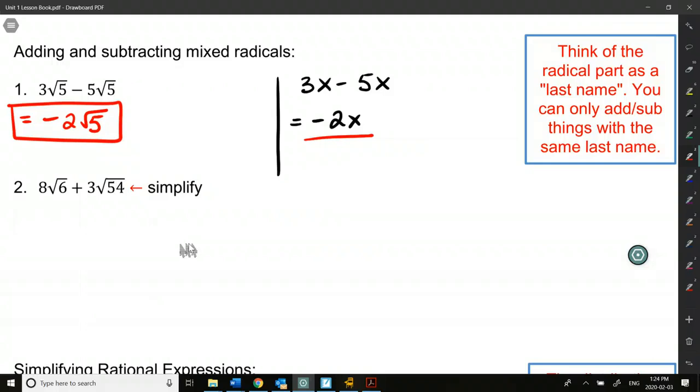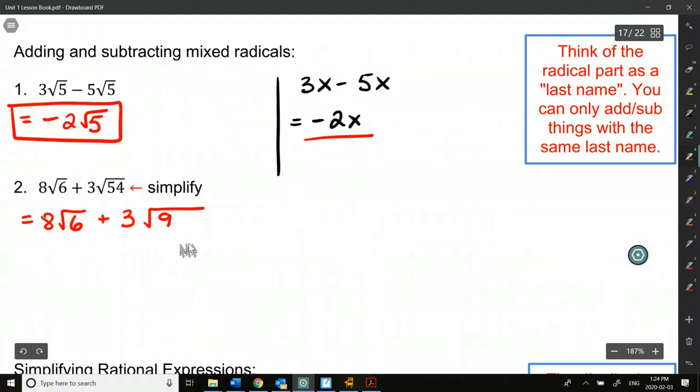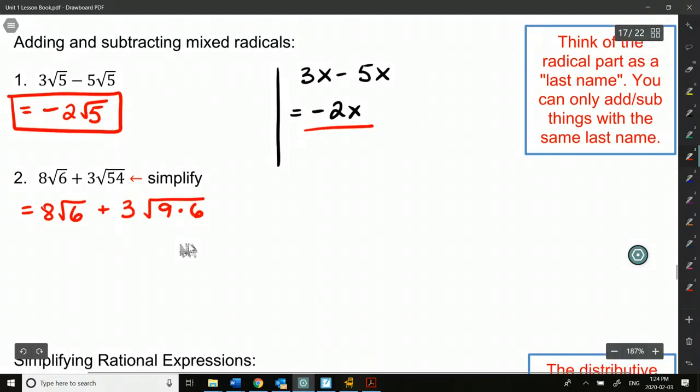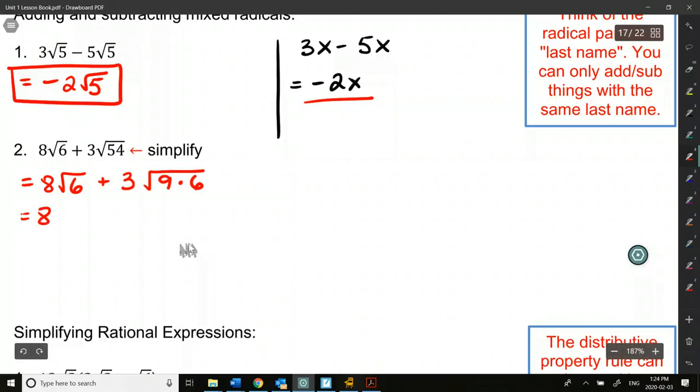Okay, at first glance, you might say, I can't add root 54 and root 6 together. However, if we simplify, we might be able to. So are there any perfect squares inside of 6? No, so that one stays as 8 root 6. What about 54? What's the largest perfect square inside of 54? 9 times what? 6. 9 times 6, perfect. So we're just going to simplify this a little bit. I'm going to square root the 9 part, that's 3. And the 6 stays under the root.